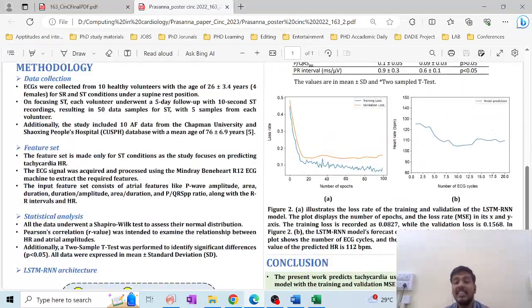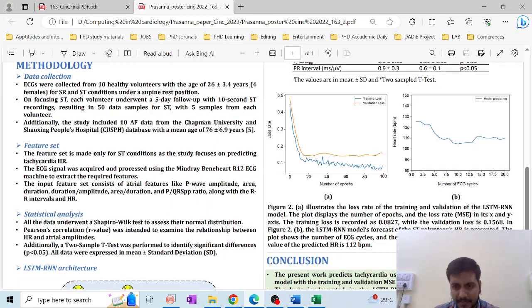Finally, we see the output of the LSTM RNN model. The LSTM RNN model was trained with 50 samples with a train-test split of 70-30. The model's output is measured using mean square error, and the loss curve is plotted in figure 2A, and predicted values are plotted in figure 2B. The training loss is about 0.827, and the testing loss is about 0.1568.